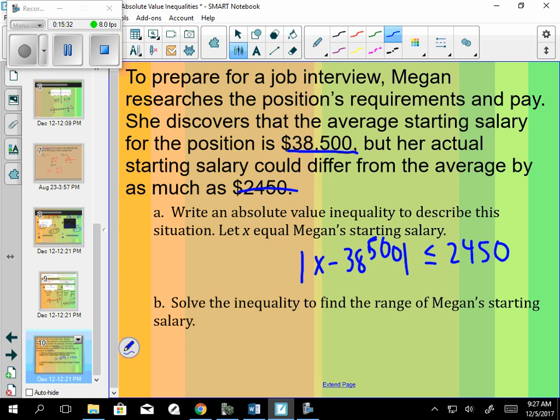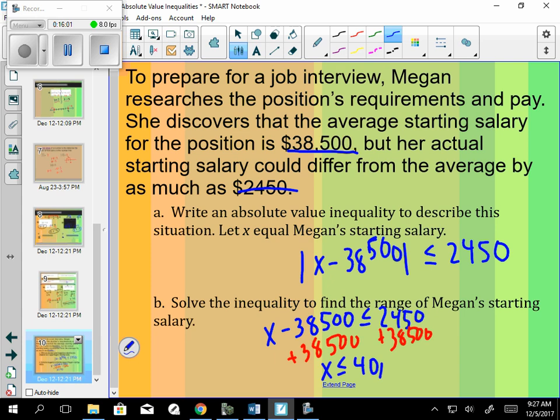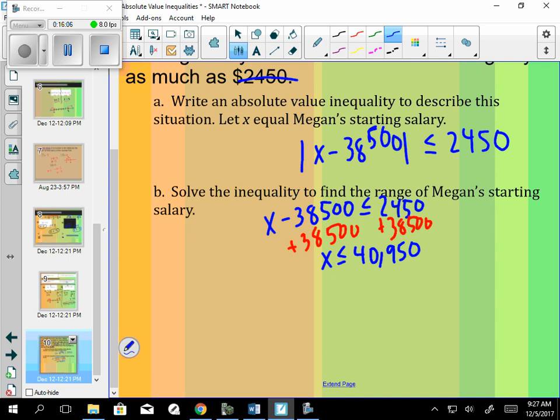Okay, now to solve this one, solve the inequality, find the range. Okay, same thing as we just did. That means solving this out, we'd want to add this to the other side. And one salary that she could have would be adding that. Adding those you get $40,950. So her salary could be as high as that.